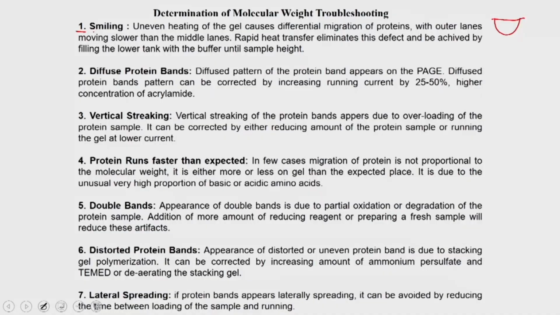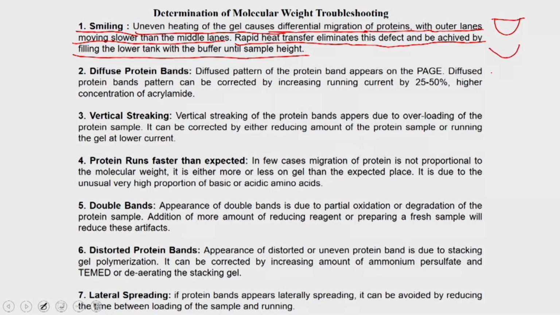One of them is called smiley bands. Uneven heating of the gel causes differential migration of the protein in the outer lanes. Rapid heat transfer eliminates this effect and can be achieved by filling the whole tank with buffer until the sample wells. What is meant by smiley is that you have a band like this, or you can have a band like this. What happens is that the corners are running either slower or faster.